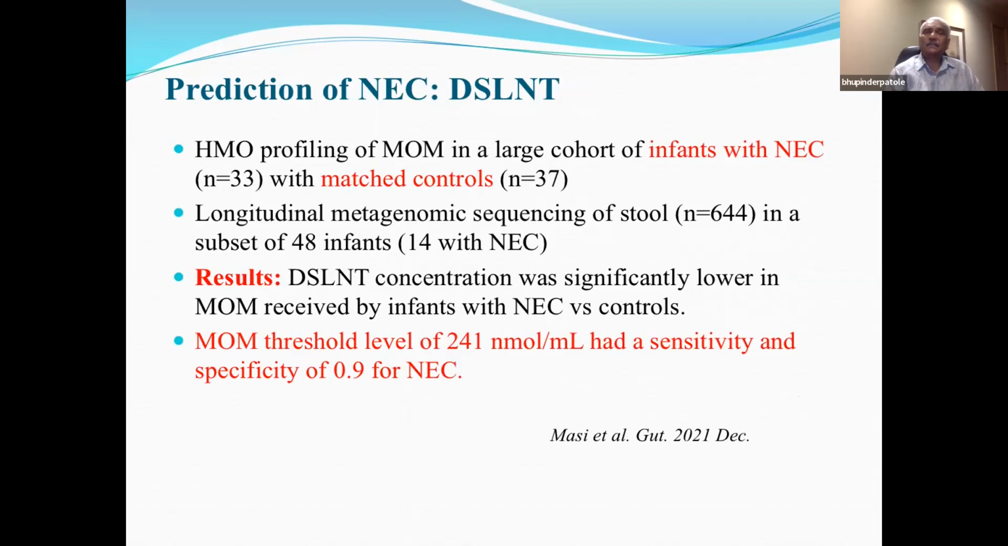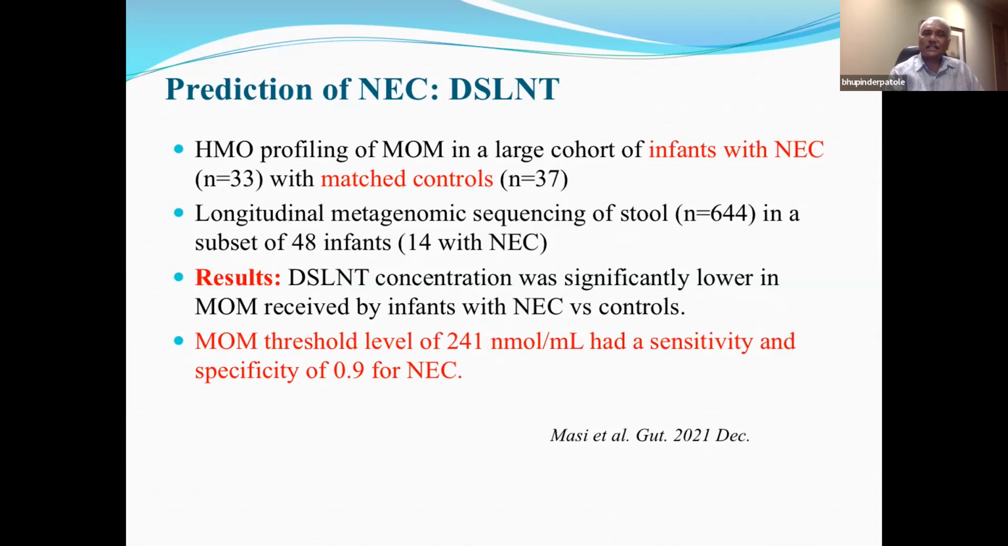This is basically something quite important for us because so far the search for biomarkers for detecting necrotizing enterocolitis has not succeeded at any level at all. So this is where they profiled the human milk oligosaccharide content or composition of mother's own milk in a large cohort of preterm infants with necrotizing enterocolitis, with matched controls who did not have the illness. They did a longitudinal metagenomic sequencing of the stool, and what they found was that the concentration of DSLNT, I would not spell it out completely, but what it means is disialyllacto-N-tetraose. You could just say DSLNT.